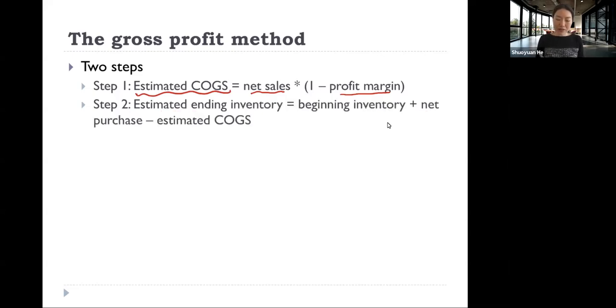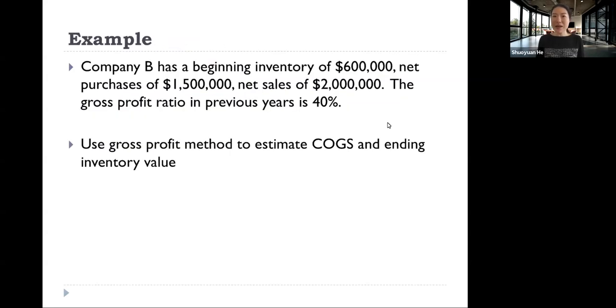And then the second step is the firm estimates the cost of the ending inventory using the beginning inventory plus net purchase minus estimated cost of goods sold, which we get from step 1. So that's it. That is the gross profit method. And then let's look at an example.